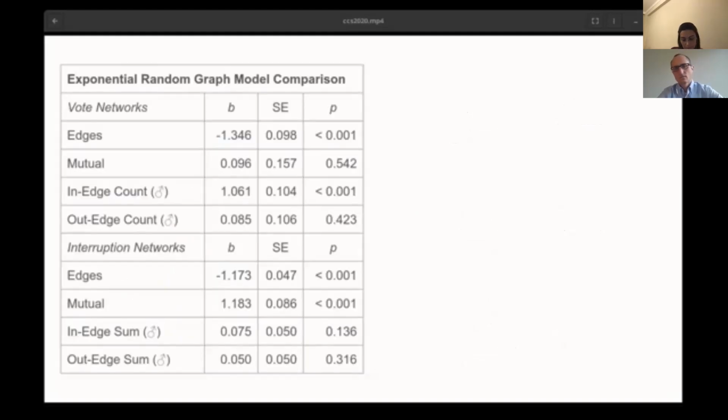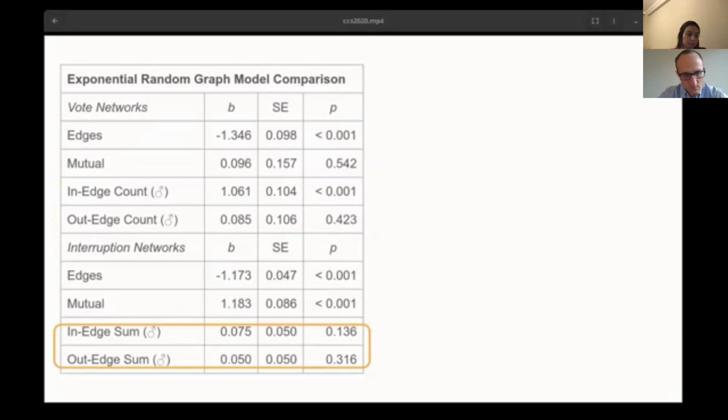So with that information at hand, we turned to some exponential random graph models to give us a better idea of what was going on with the gender of the nodes. So here what we're doing is we're controlling for density and we're controlling for mutuality between the nodes, and we're asking, is gender associated with an increase in the number of in edges in the two different ways of representing the group, the vote networks on top and the interruption networks on the bottom. And we can see that in the vote networks, it does make a difference. So males receive more edges than females, but male and female participants didn't differ in their out edges and the votes that they cast.